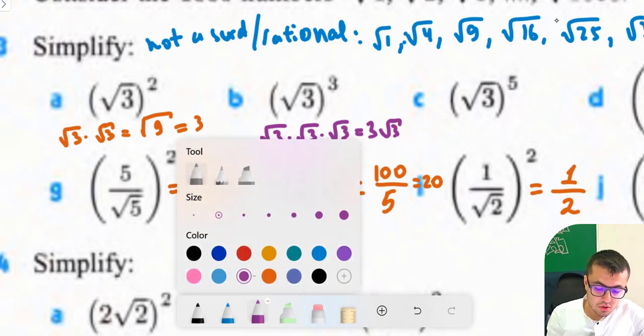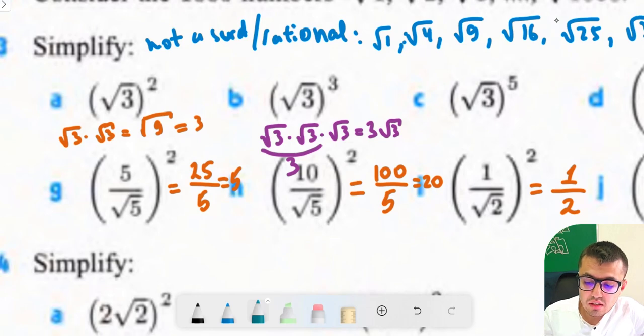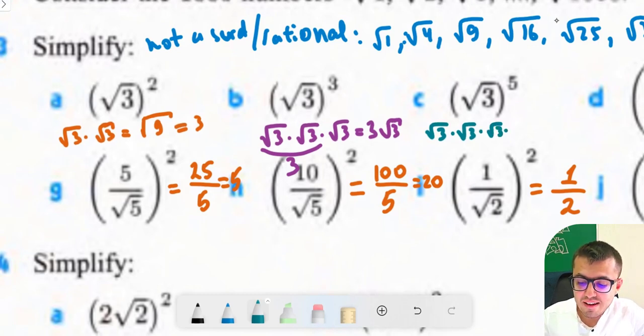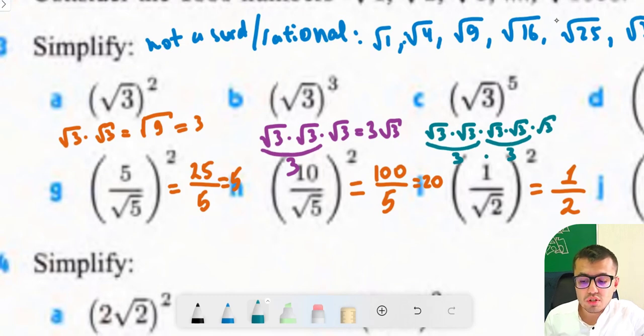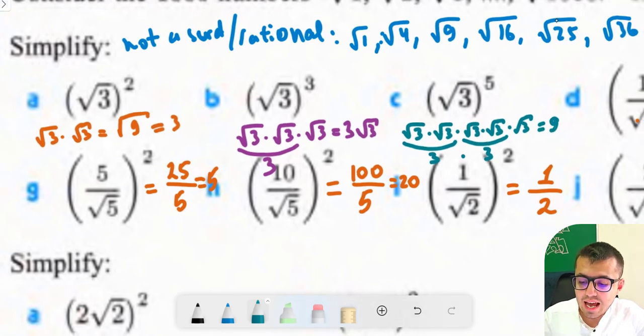And the same goes with the C one. Here, though, how many times do I multiply root 3? Pause the video, think about this. I need to multiply root 3 5 times, right? Root 3 times root 3 times root 3 times root 3 times root 3, because it's the 5th power. So these two will give me 3. These two together will give me 3 as well. And there is a multiplication sign between them. So I'm going to get 9 and one root 3 that is left alone. It doesn't have a pair. So that's the answer.